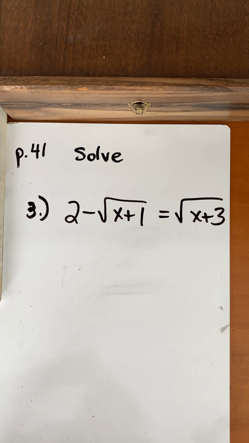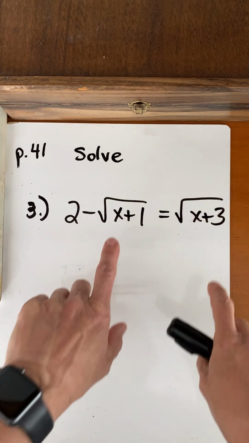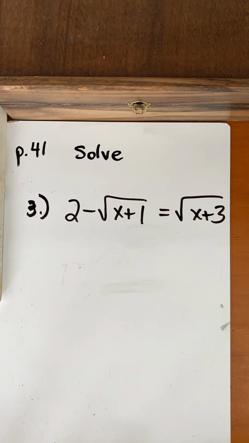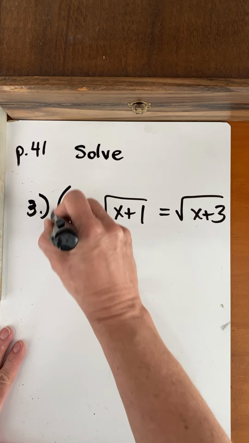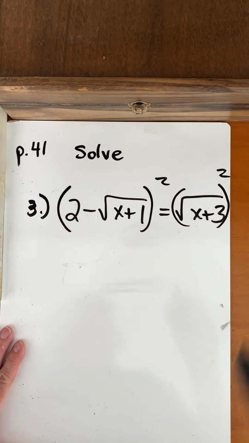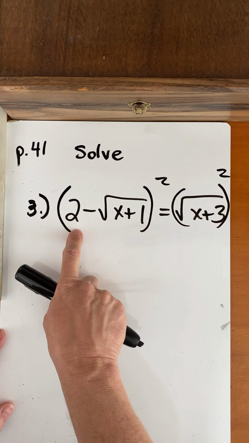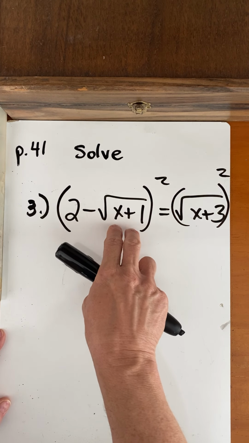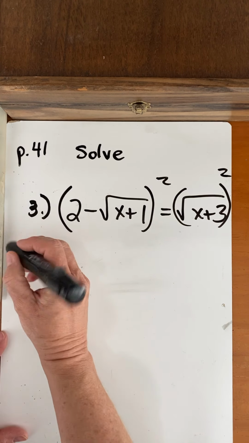Now, this is much more complicated because I have a radical here and a radical here, but there's an extra number. So I can't isolate the radical and just square it so it goes away. So what I have to do is square both sides, and this is where it gets complicated. This is not just 2 squared and negative root x plus 1 squared. No, I have to FOIL it.